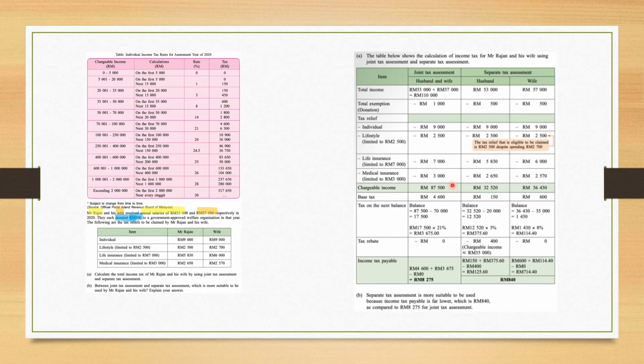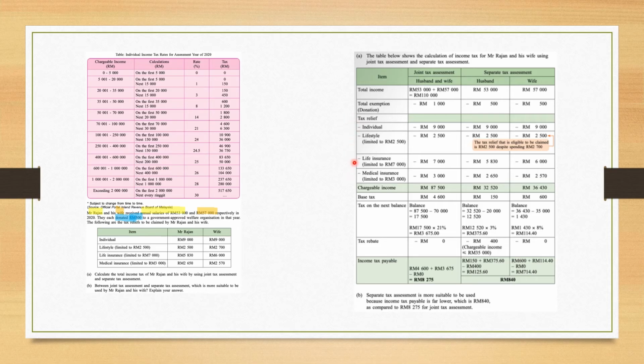As I mentioned, for husband and wife, we have to aggregate the amount. So as you can see here, we add the two amounts, 53,000 and 57,000, and it will be 110,000. Total exemption, again, same thing: you have to add them both together. The donation of 500 ringgit is awarded individually, both for husband and wife, so the total after summing up will be 1,000 ringgit. Tax relief.